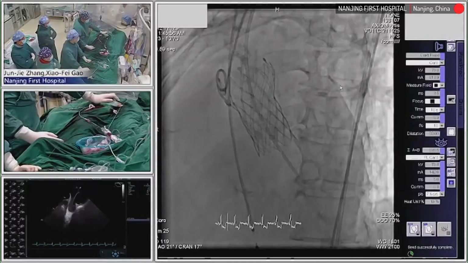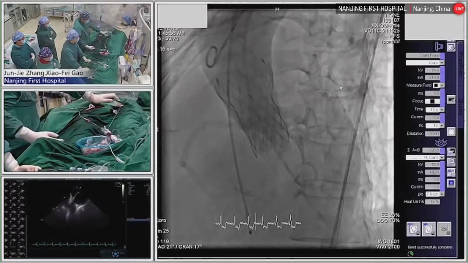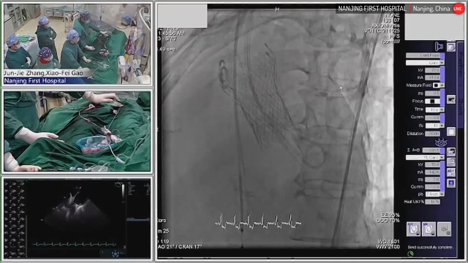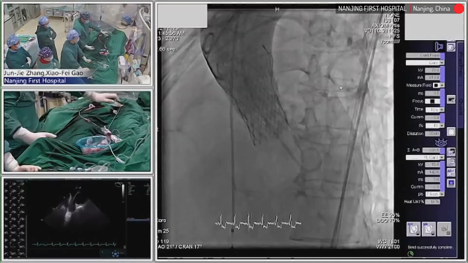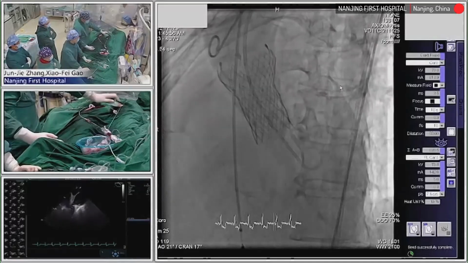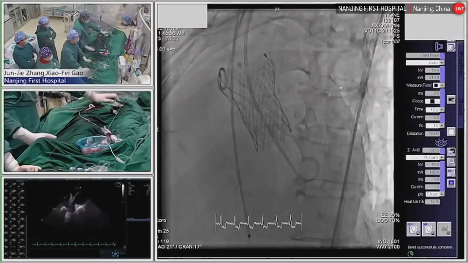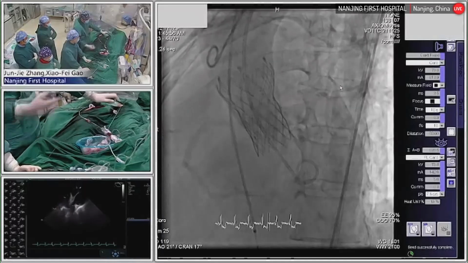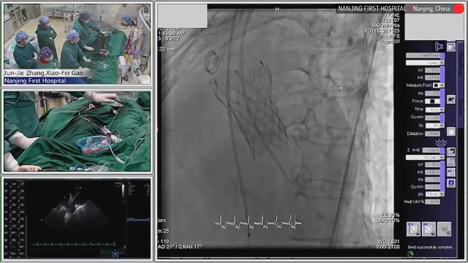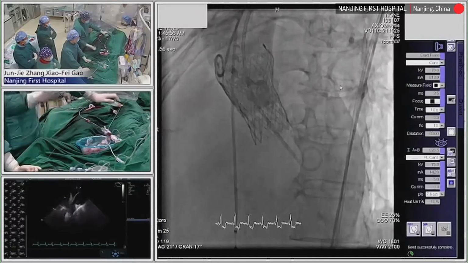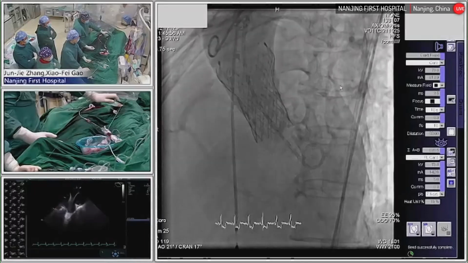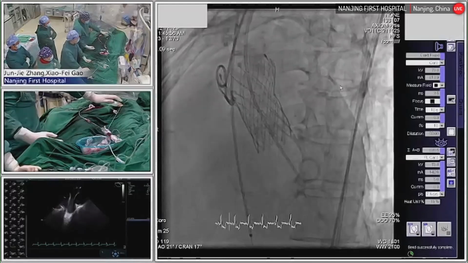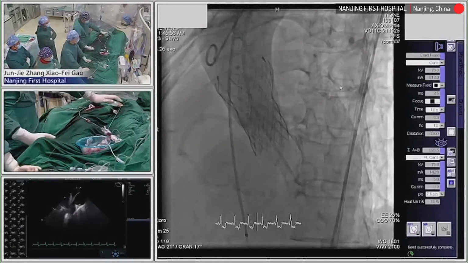So I think for this case, RBBB maybe will be temporary and will disappear. If it does not disappear, it is permanent. After this patient is discharged, I will routinely call them back at 3-6 months after the TAVI procedure to do the echo, the ECG and the monitor to see if there is any high degree AV block.